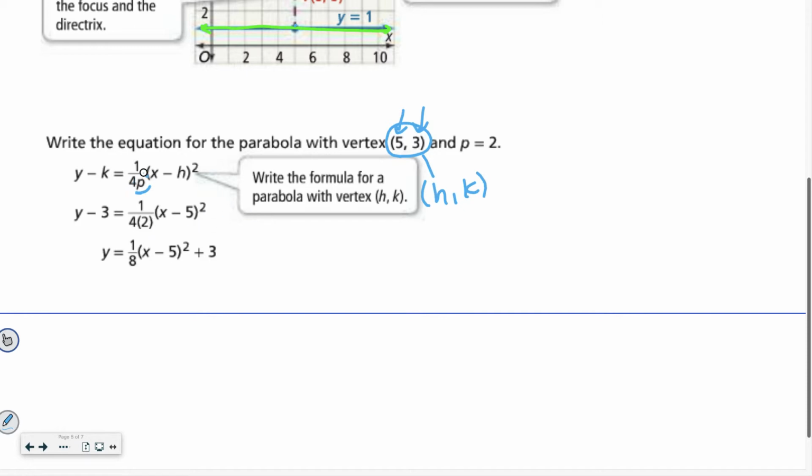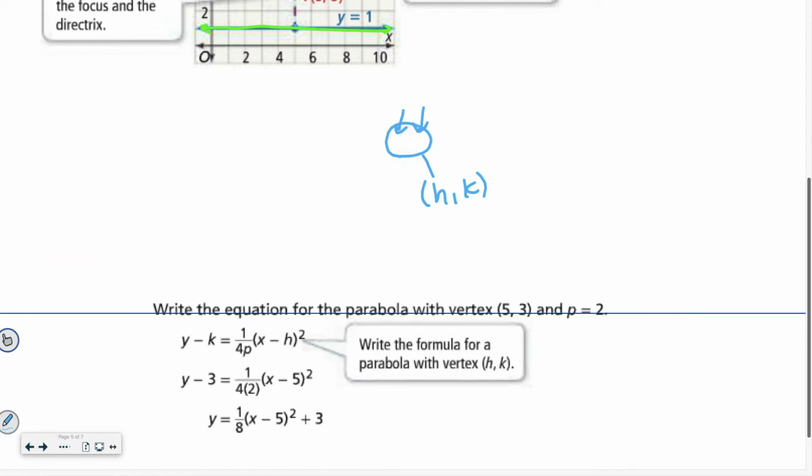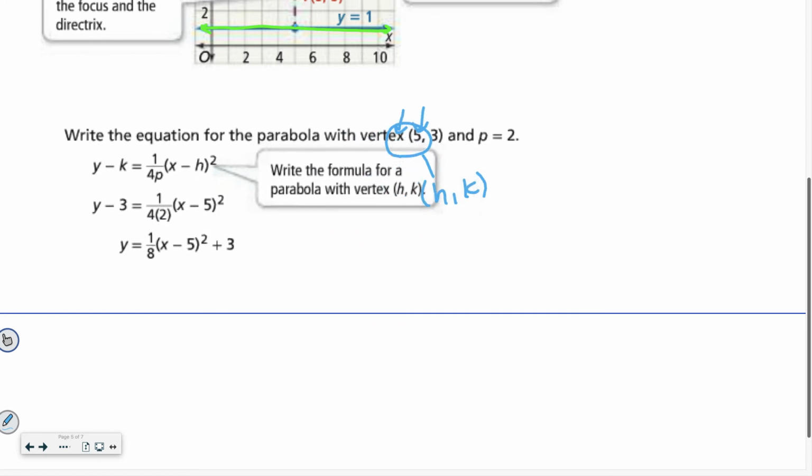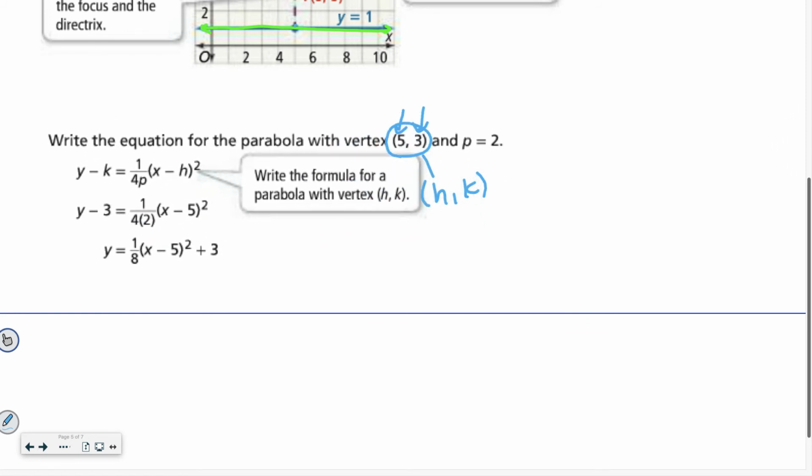They say y equals, notice they moved this 3 over to the other side, so y was by itself. You are going to have to do that on today's assignment as well. So move the -3 over, so y is by itself. Multiply 4 times whatever your p value is. In this case, we said it was 2. I now have 1/8, and then I have (x minus 5) squared plus 3. You do not have to FOIL that. You can leave that just like it is, okay?